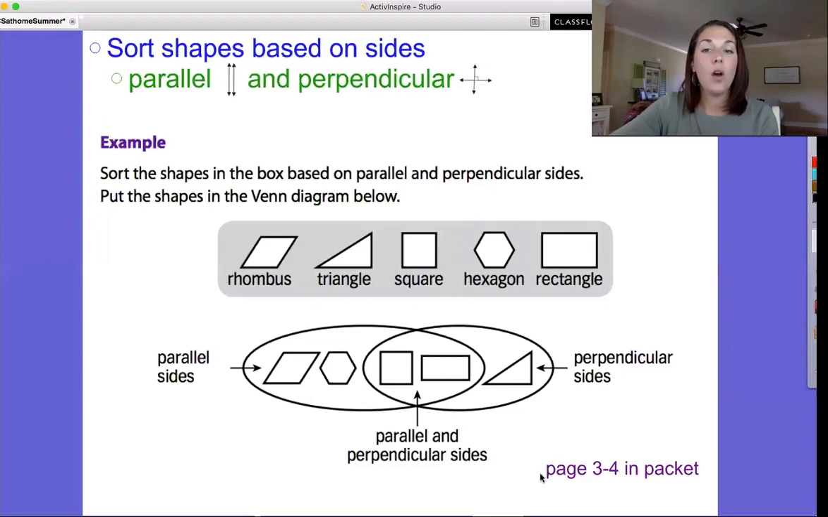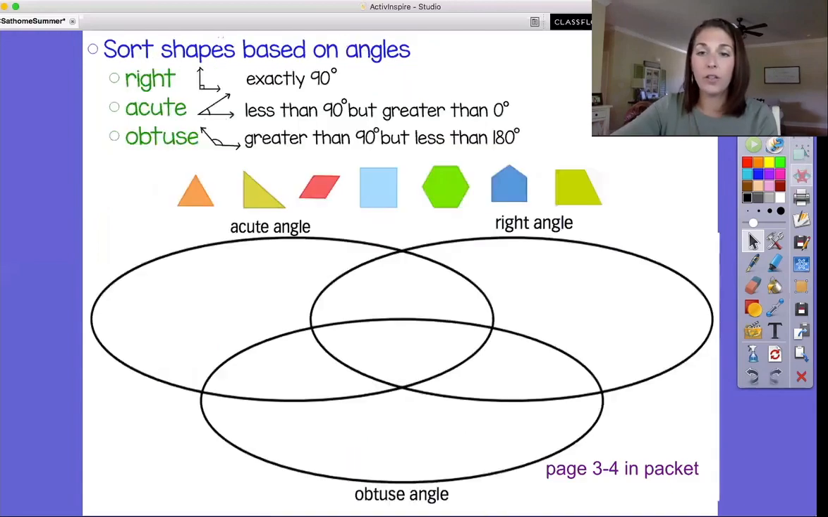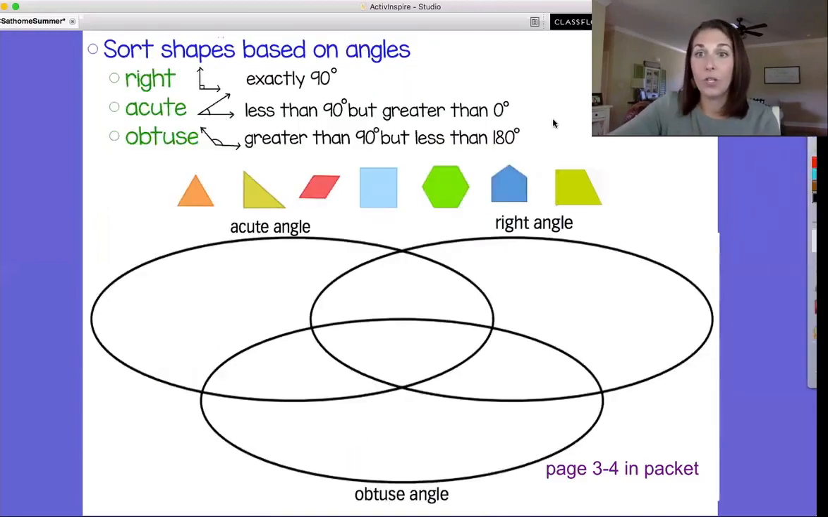Okay, so pages 3 and 4 in your packet, the 3rd and 4th page, you will see this example, and the example will also help you with completing that piece of the packet. Also included on pages 3 and 4 will be sorting shapes based on angles. So we're going to look at the angles that we see within shapes and we're going to sort them.